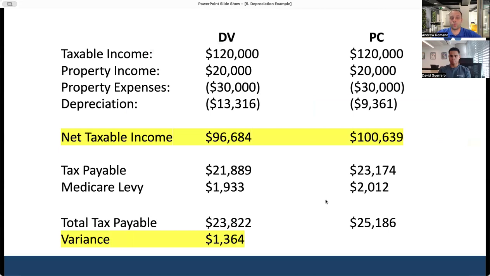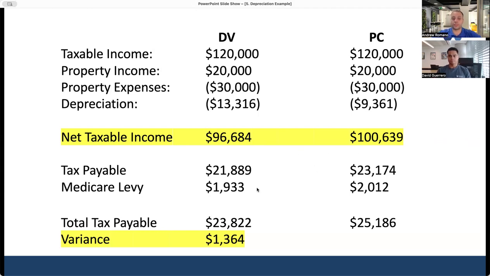So just running through an example here between the two methods. Say someone is on 120 grand per year, and the property brings in 20 grand of rental income. It has total property expenses, including interest, rates, water, and the rest, of 30K. That, and the depreciation charge of 13,316 from the table before. As you can see, the net taxable income is 96,684. Exactly the same numbers, except the depreciation on the prime cost method side. You can see that the taxable income is 100,639. So there is a difference there of the depreciation charge between the two values.